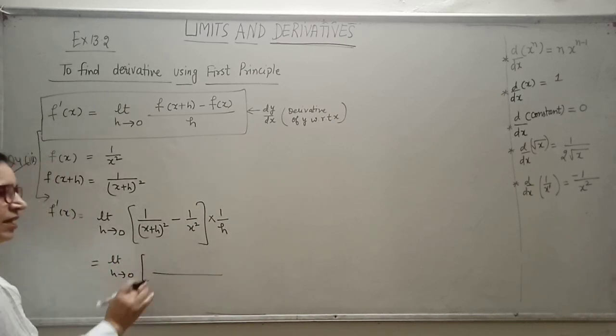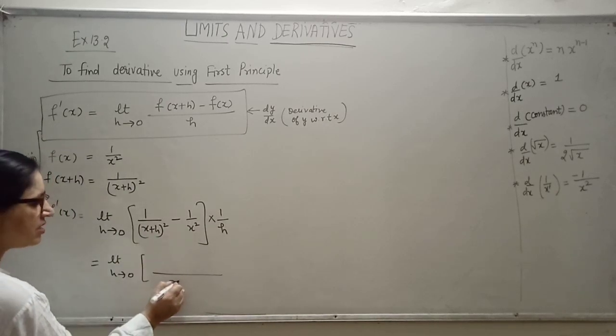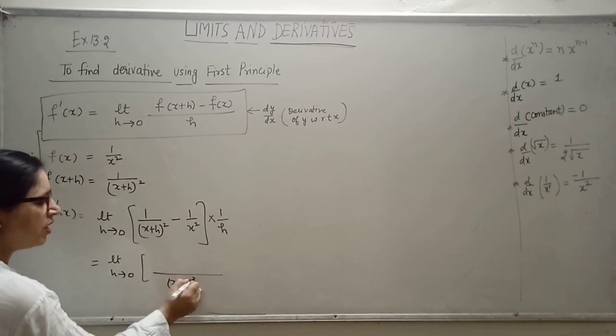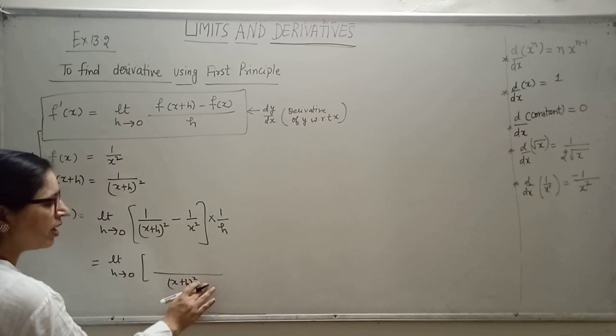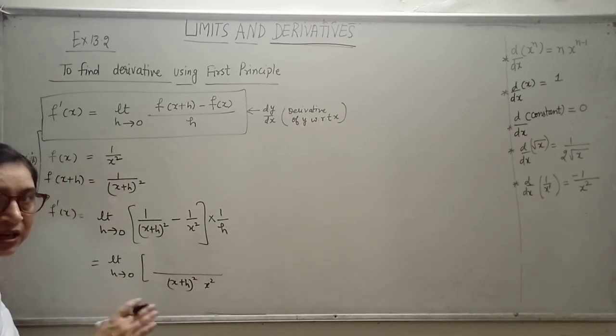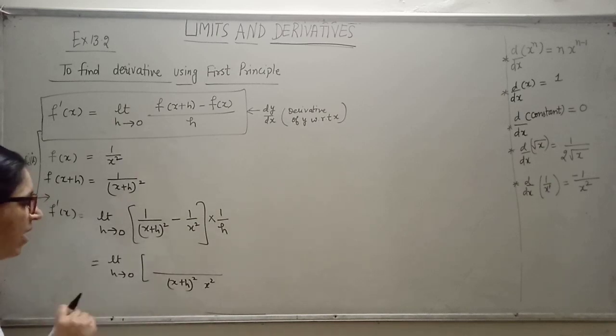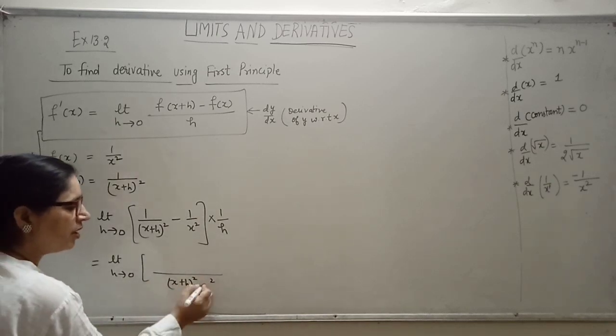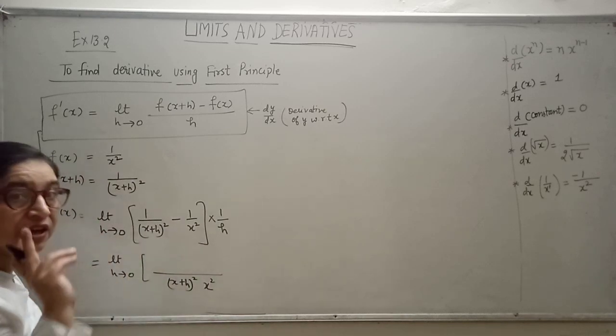So now we will take the LCM. This will be multiplied with this: x plus h whole square will be multiplied with this x square. No need to multiply there in the denominator. Actually, there is no need to show it. No need of calculations there in the denominator. Whatever calculation we do, we will do only in the numerator.